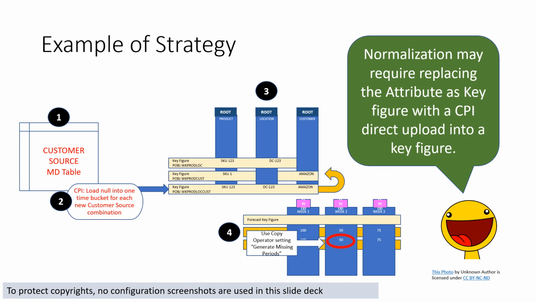Normalization may require replacing the attribute as key figure with a CPI direct upload into a key figure. In other words, instead of using attribute as key figure, whenever you update your master data table with the new combinations, at the same time you also run a CPI job that loads a null into one of the time buckets for that new combination. And then you can proceed from there, run a copy operator for the lowest level to generate periods across the horizon, and then copy them upward into the higher levels.